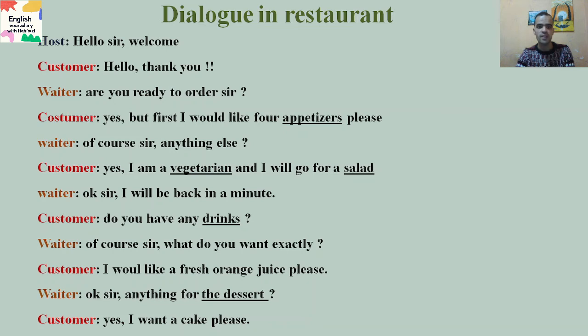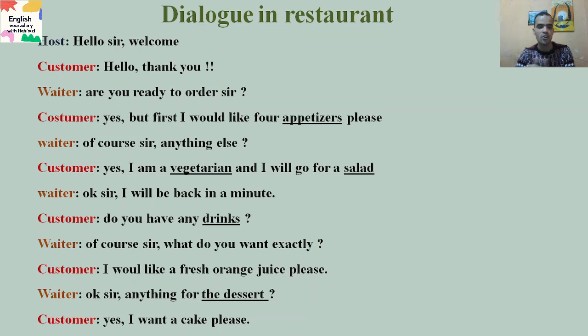The customer says, "Yes, but first I would like 4 appetizers, please." Appetizers, we've seen them: small dishes that we start with to stimulate our appetite. The waiter says, "Of course, sir. Anything else?" The customer says, "Yes, I am a vegetarian and I will go for a salad." Vegetarian and salad, we have talked about before.